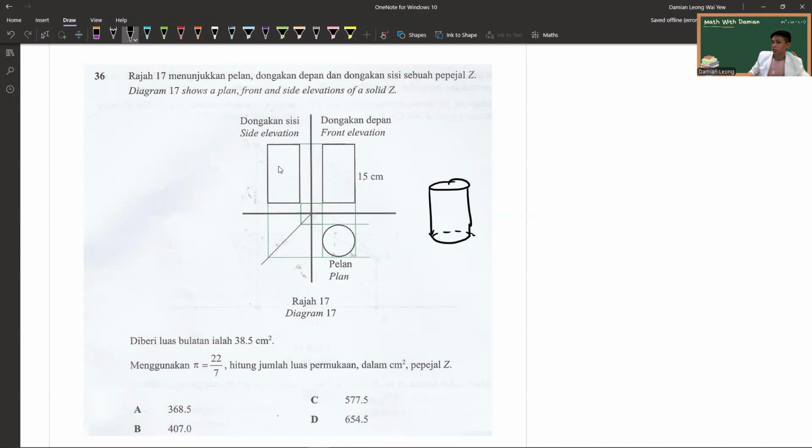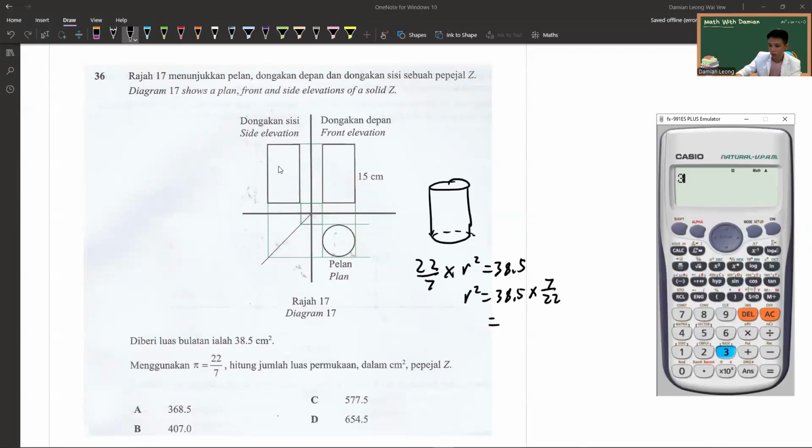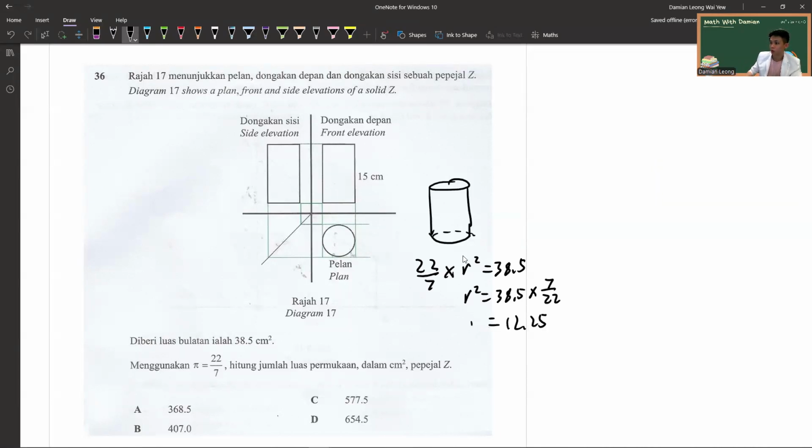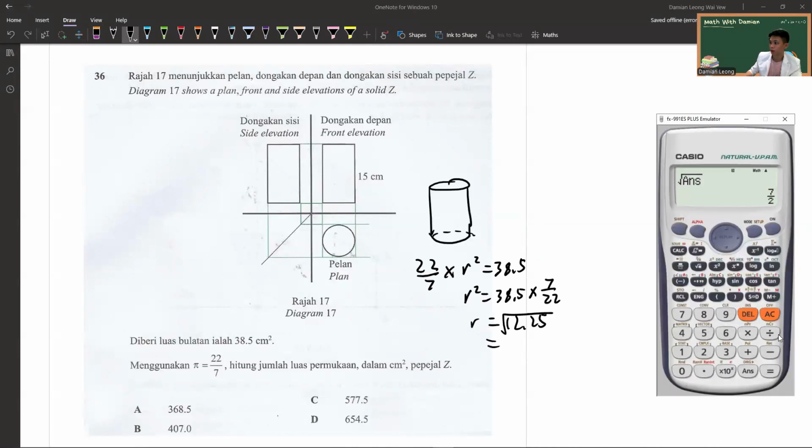So first, from the area of the circle, let's find the radius. Pi times radius squared equals 38.5. Radius squared is 38.5 times 7/22. Bring over the fraction, flip it around. 38.5 times 7/22, we get 12.25. Squared, bring over, opposite, square root. So the square root of 12.25 is 3.5.